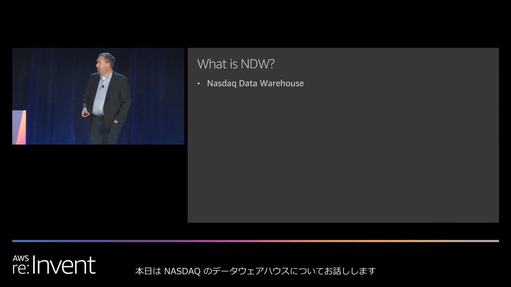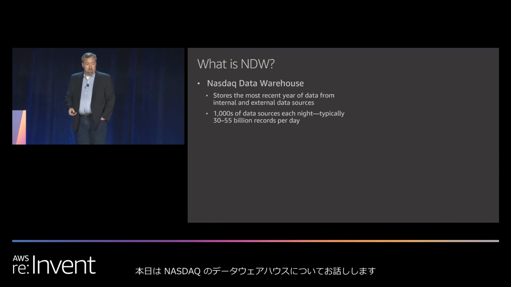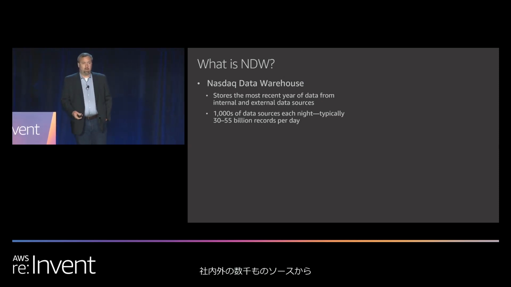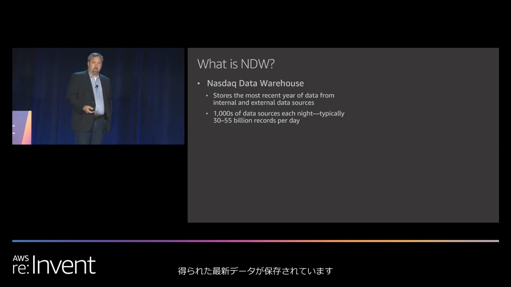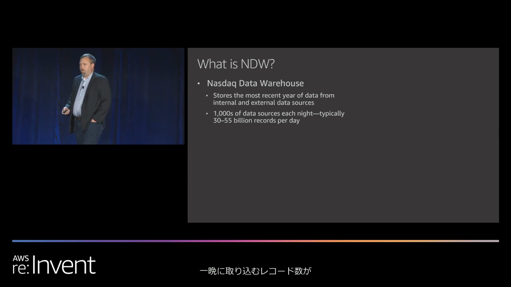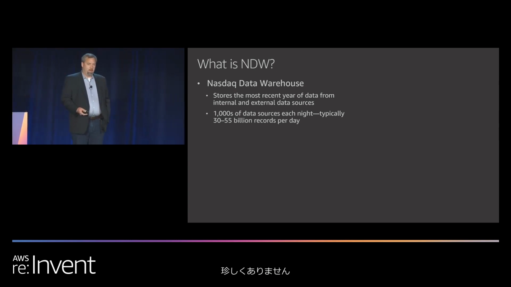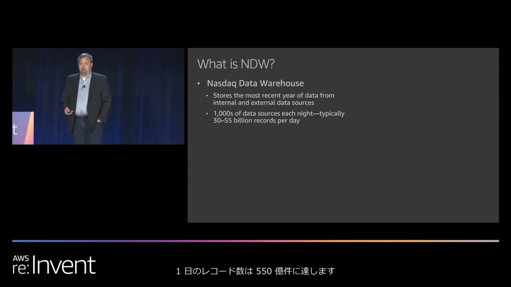Today we're here to talk about the Nasdaq Data Warehouse. The Nasdaq Data Warehouse stores the most recent year of data from thousands of different internal and external sources across our enterprise. On any given night, we typically ingest about 30 billion records, and during times of high market volatility, we've seen that as high as 55 billion records in one day.